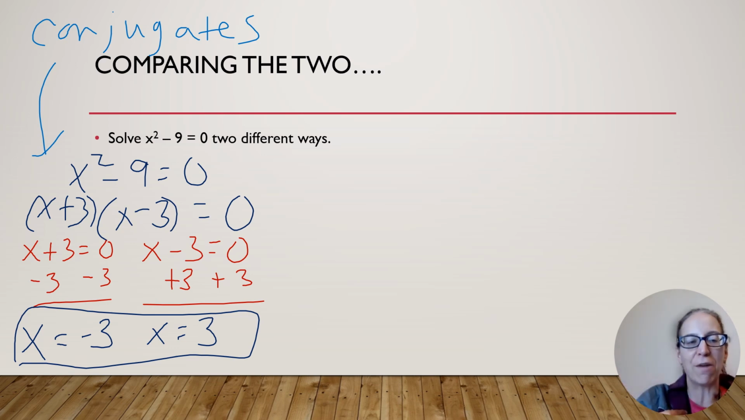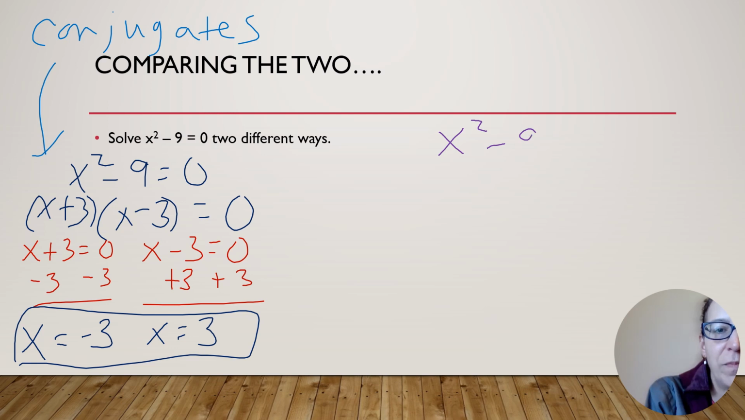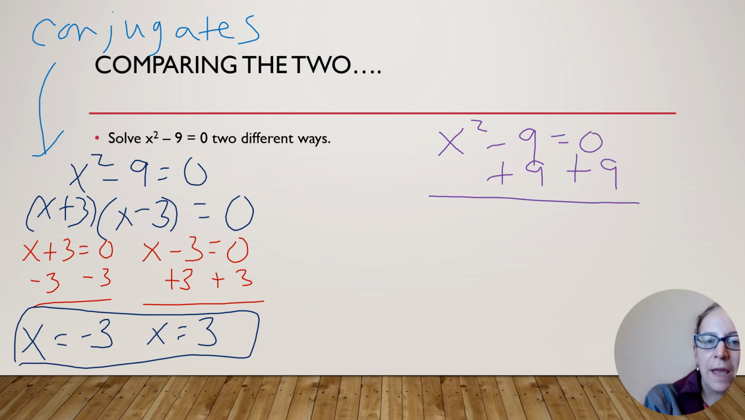The only thing I care about is that you understand the idea at work. How much of the work you write down in this case is not a major issue. So now let's take a look at solving this a different way. So it's the same equation. Now, because there is no linear term or x term, what we're going to do is add the 9 to both sides to get x squared is equal to 9.